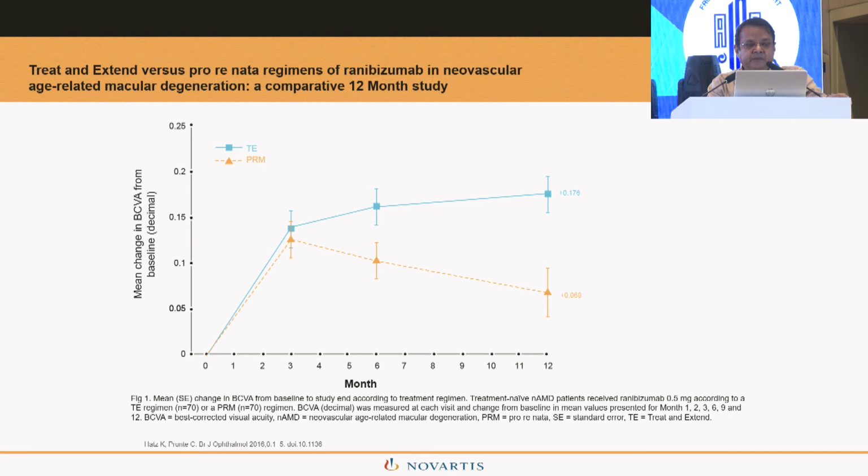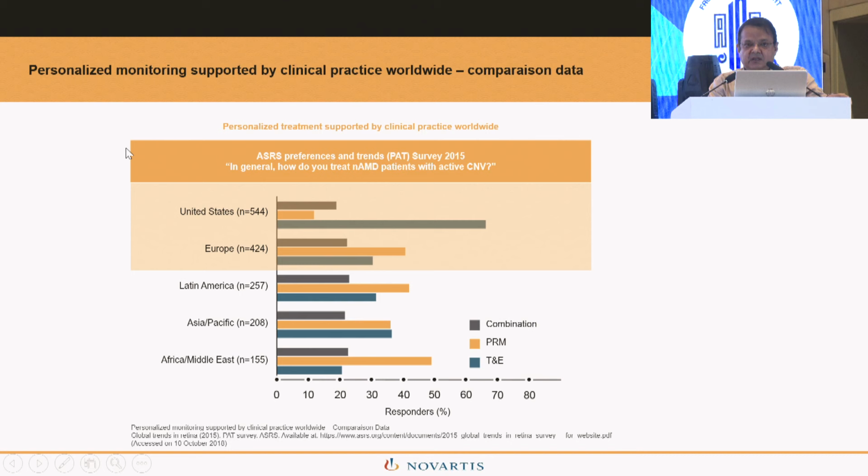If you look at what is the pattern practiced the world over, in the United States, treat and extend is the most preferred technique. In Europe, treat and extend and PRN regime is more prevalent. In India, treat and extend and PRN are equally followed.